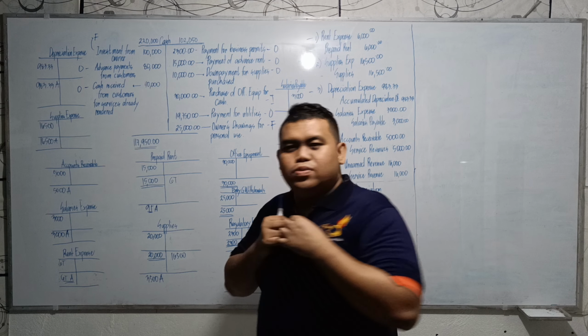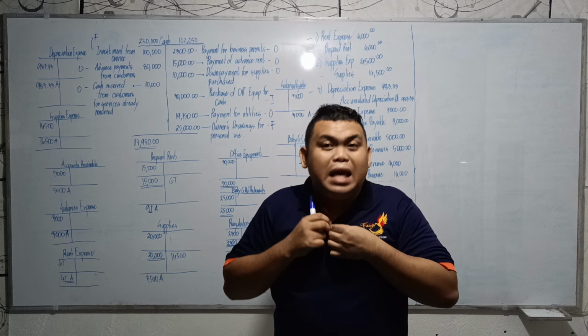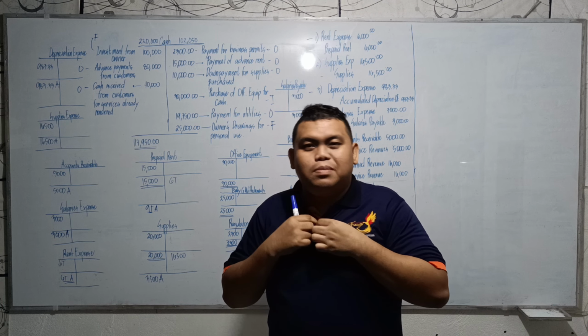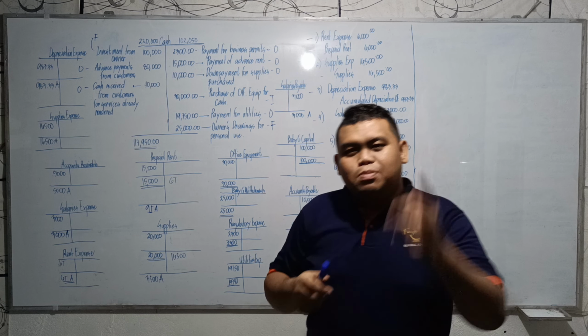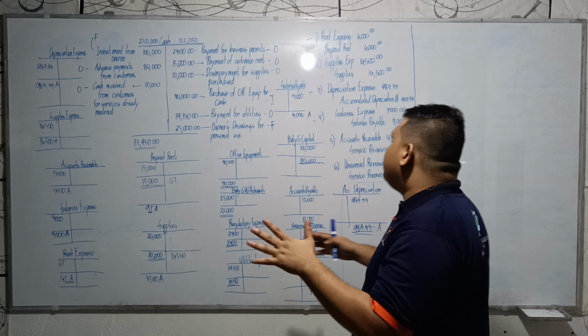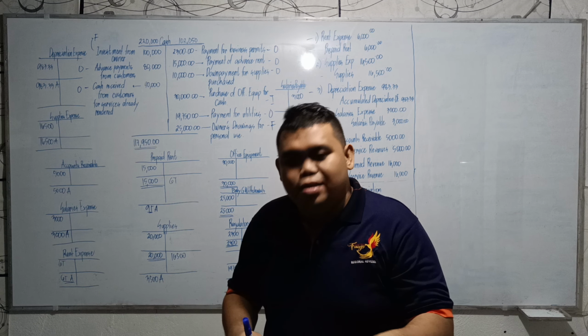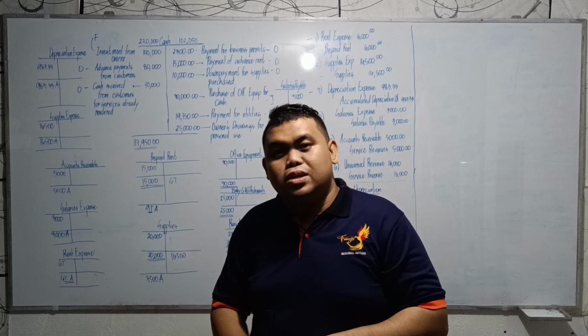Into my channel. So today we will have a scheduled brownout. That is for the maintenance of our power lines. So before that happens, let's tape step 8 and step 9 of the accounting cycle.